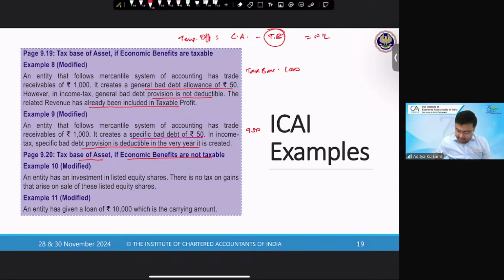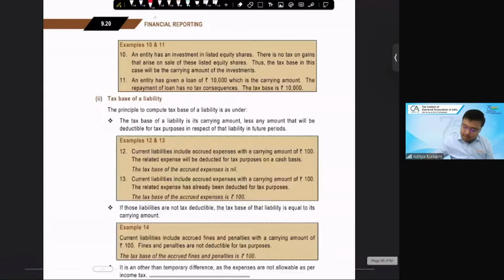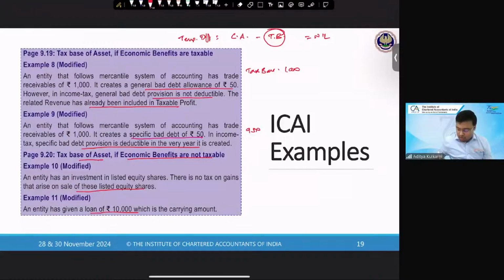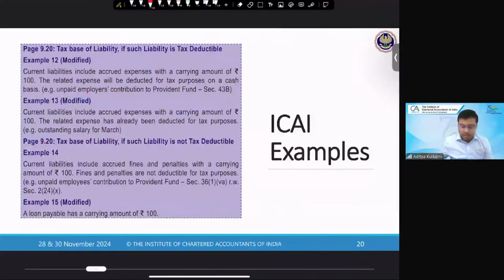An entity has an investment in listed equity shares, with no tax on gains that arise on sale of these listed equity shares. So in this case, your carrying amount will be the tax base. An entity has given a loan of 10,000, which is the carrying amount. Giving a loan and getting it back has no tax implications. So in this case, tax base equals 10,000. Quite simple. All right.